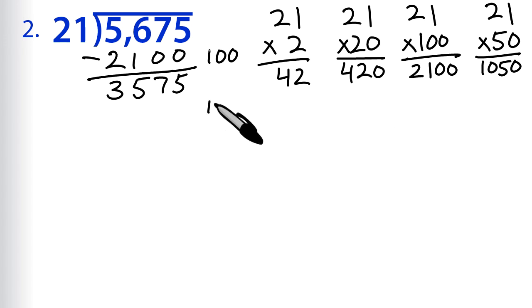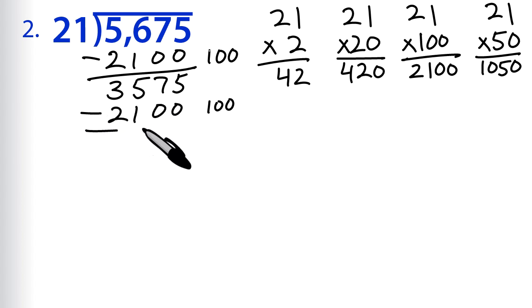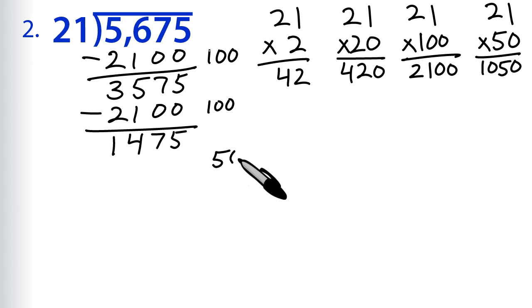That is still bigger than 2,100. So let's use the multiple of 100 again. Once again, we'll subtract 2,100. So we have 5, 7, 5 minus 1 is 4, 3 minus 2 is 1. So now we have 1,475. That's too small to use 100 as our partial quotient, but it's not too small to use 50 as our multiple. Let's use 50 because that comes out to just 1,050, and that's small enough to use here.